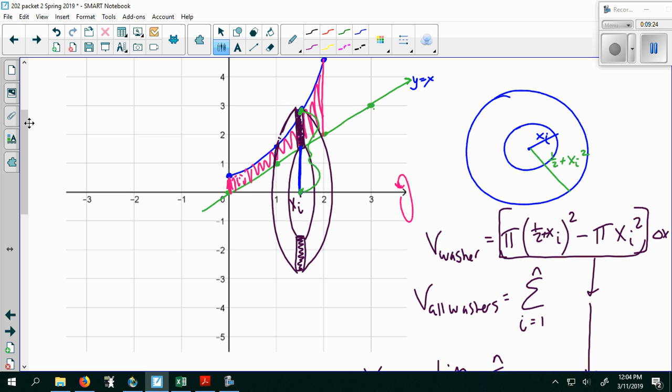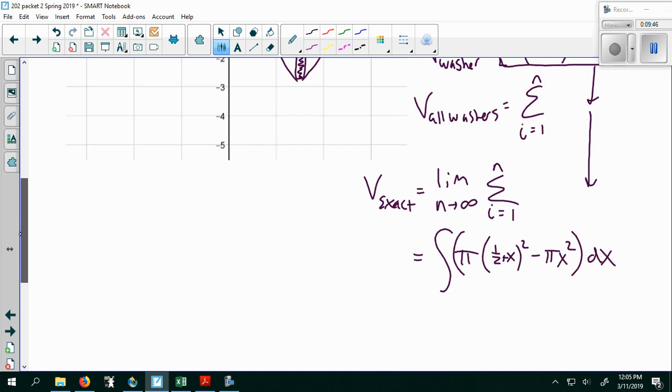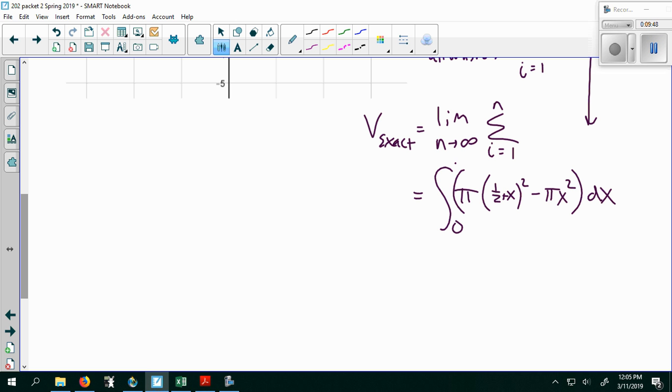So I'm going to go back to my picture, and I drew one representative washer here, but I'm starting at 0 and going until 2. At every location x sub i here, I have all these representative rectangles that when I sweep them around the x-axis, I get a washer. So I'm stacking these washers up from x equals 0 to x equals 2. So my bounds are 0 to 2.